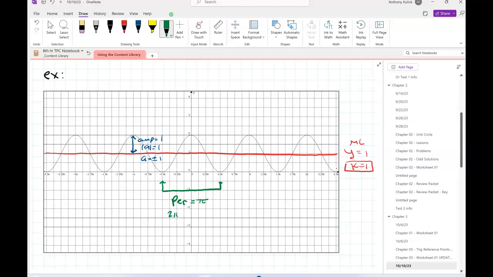And we know the period is 2 pi times the absolute value of c. So if I divide both sides by 2 pi, I get that the absolute value of c is 1/2. And then we're always going to choose c to be positive.